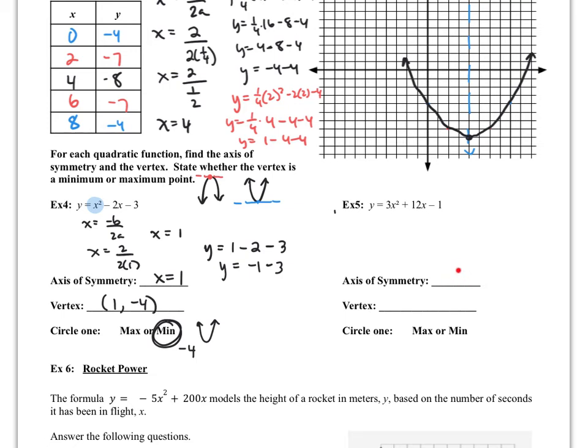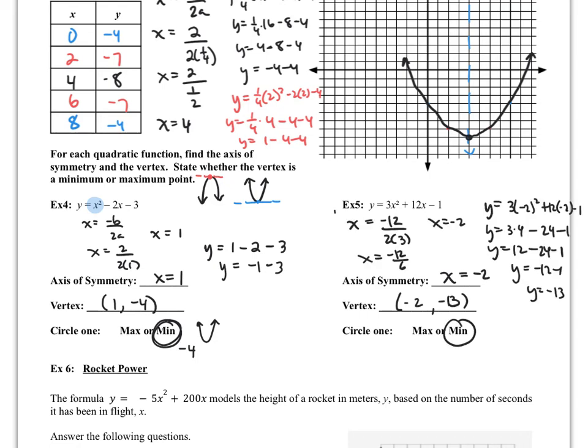On example 5, you're going to do each of these steps on your own. You're going to find the axis of symmetry. Be sure to use the correct formula. Find the vertex. Remember, the vertex is a point. So axis of symmetry is an x equals equation. The vertex is a point. And then decide if the vertex is a maximum or a minimum based on which direction the parabola faces. Pause the video, press play when you're ready to check your answers.